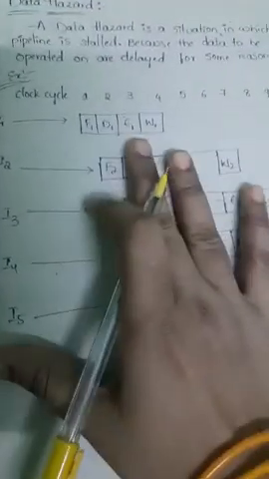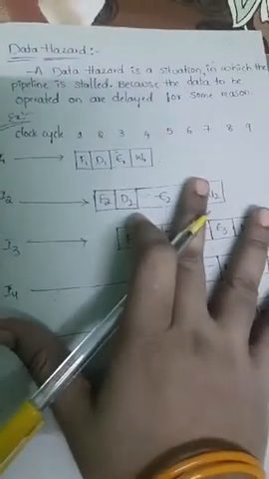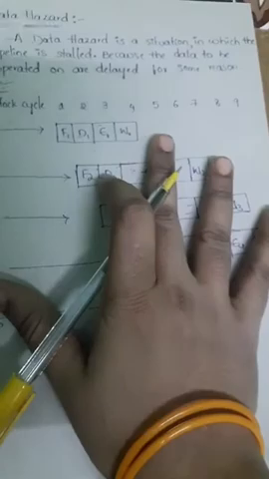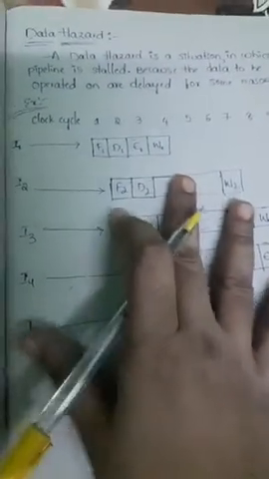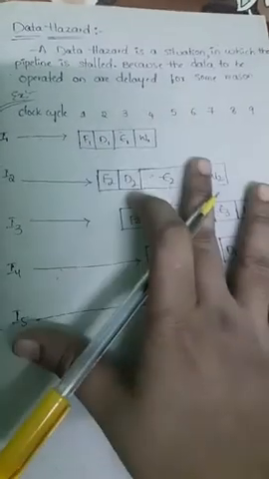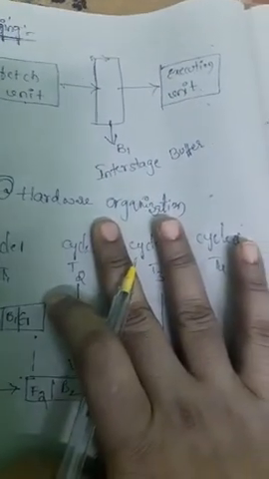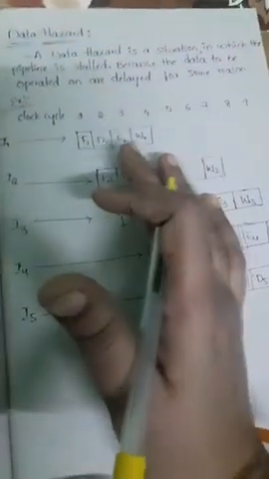One of the big problems that can happen in a pipeline is the data hazard. So first we will discuss the data hazard concept. What is a data hazard, and what type of problem can come in a pipeline with a data hazard? With the help of this diagram I am going to explain how a data hazard can occur in our pipelining concept. So let us see the definition first of all.